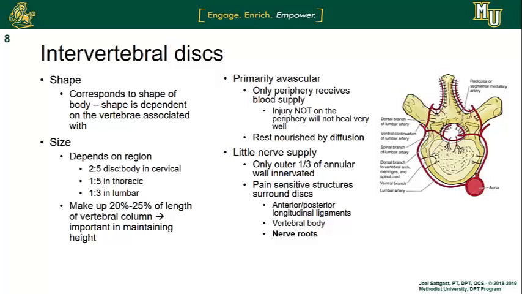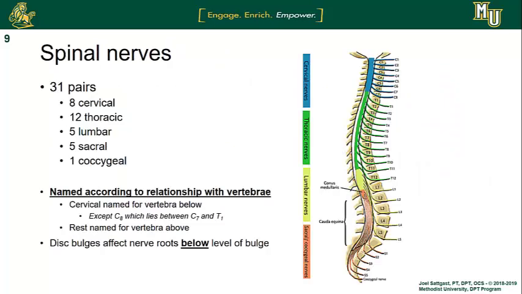There are pain-sensitive structures though that surround the discs, such as the ligaments, the vertebral body itself, as well as the nerve roots. And the nerve roots then are likely the most common anatomical structure to be relaying information such as pain. Spinal nerves then, we have 31 pairs of nerves within the cervical spine. There are 8. Within the thoracic spine, there are 12. As we move into the lumbar spine, we see 5. Sacral has 5, and then there is 1 coccygeal nerve.